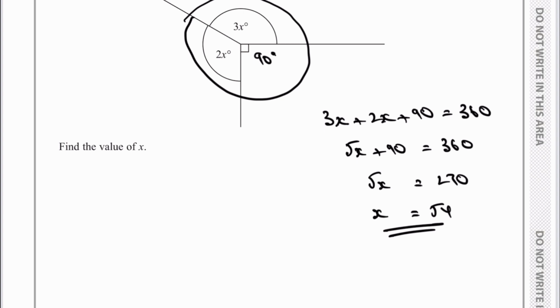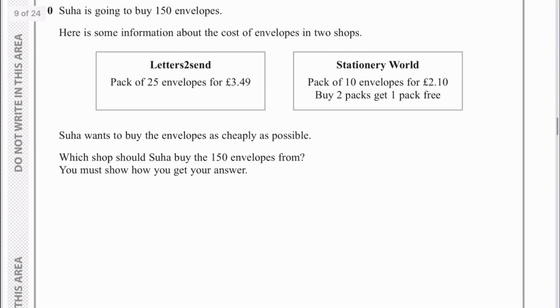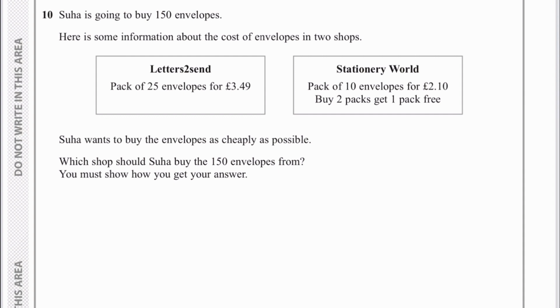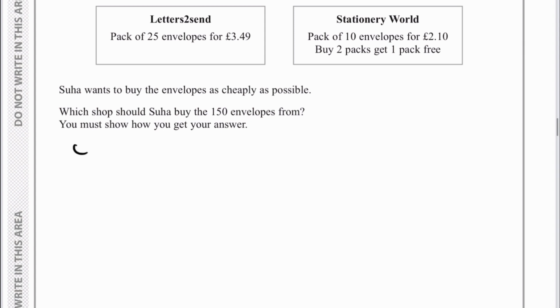Okay, hopefully that's all right for you. Let's move on then to question number 10. Suha's going to buy 150 envelopes, and she's got two choices. She can either go to Letters to Send or Stationery World. She wants to buy the envelopes as cheaply as possible. Which shop should Suha use to buy the 150 envelopes from? Let's have a look at the two options. If we look at Letters to Send, it's fairly straightforward, because she needs to buy 6 packs because she wants 150.